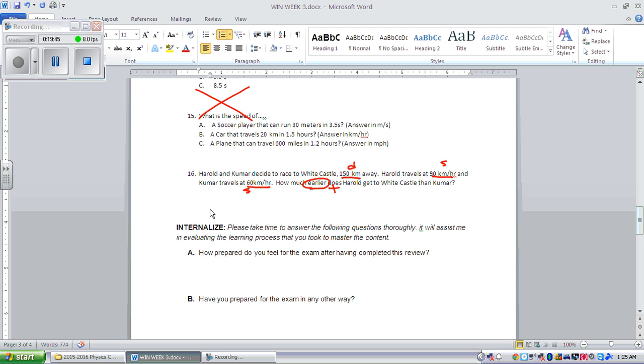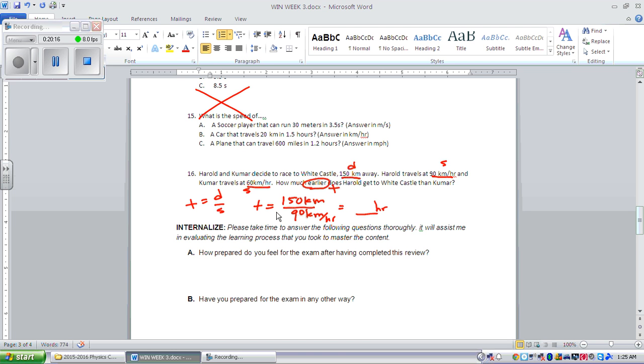So if we're trying to find time, speed equals distance over time, but if we're trying to find time, it's going to be distance divided by speed. And so for Harold, it would be his distance of 150 kilometers divided by the time it took him, or I'm sorry, rather by the speed that he was going, which is 90 kilometers per hour. And that'll give us our time in hours.